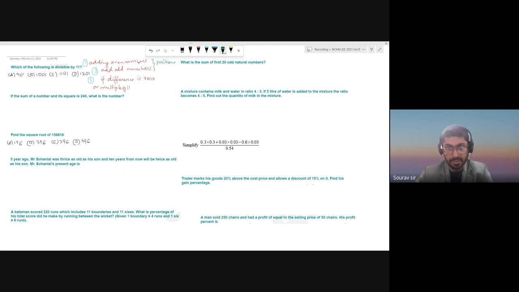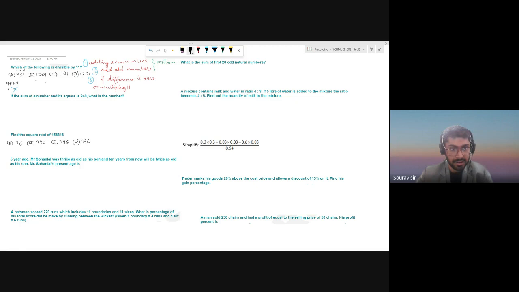So what are our options here? 901. We'll add 9 and 1, 10. This is the odd position, position 1, position 3. This is position 2, right? So we'll add 9 and 1 and subtract 0. So 9 plus 1 minus 0 is 10, not 11 or divisible by 11, right? So 10 is not the answer.